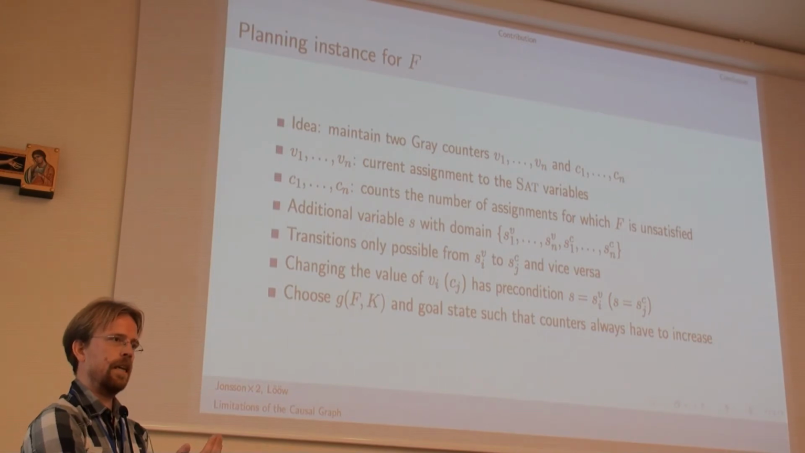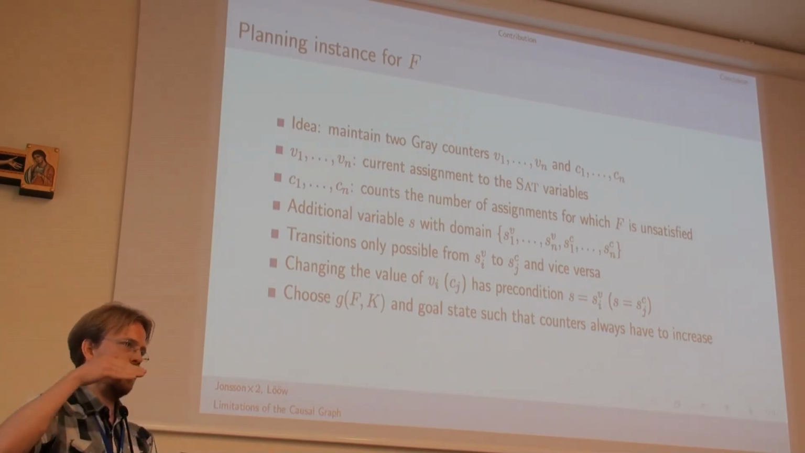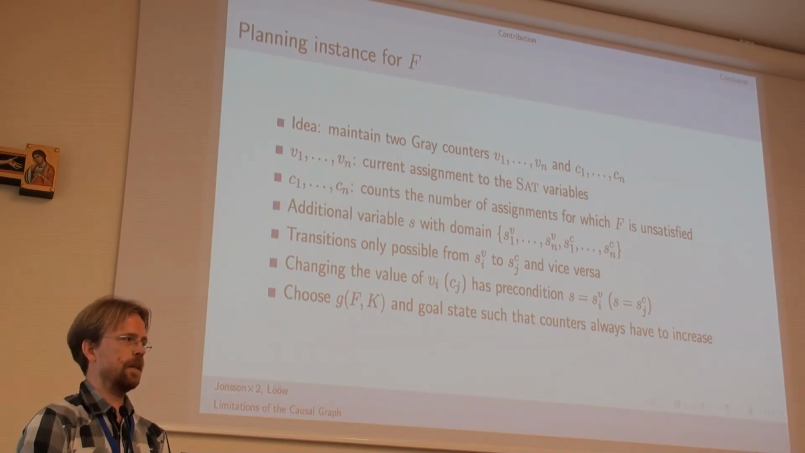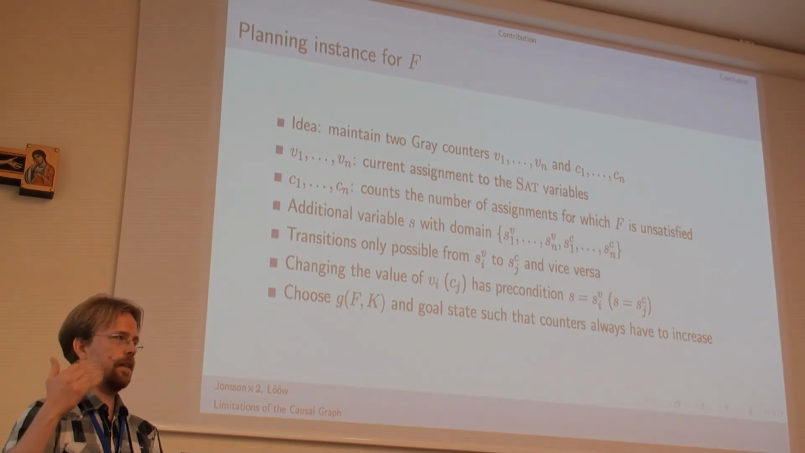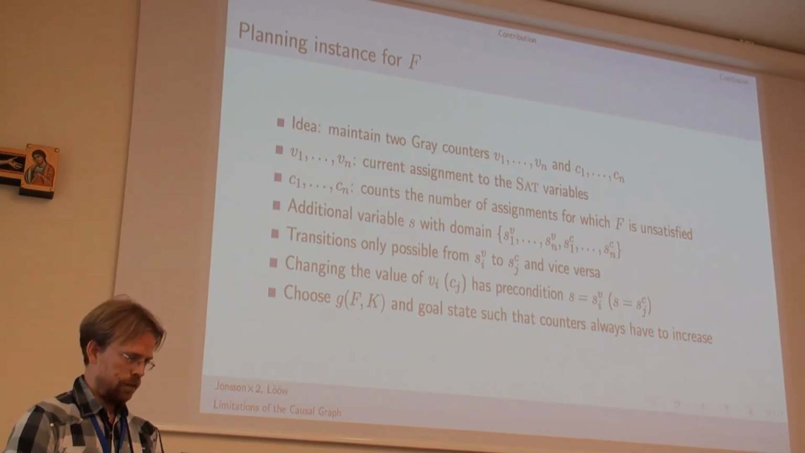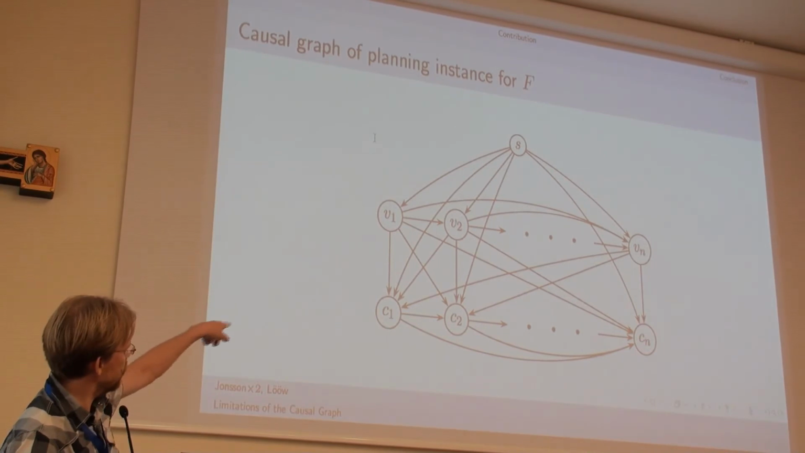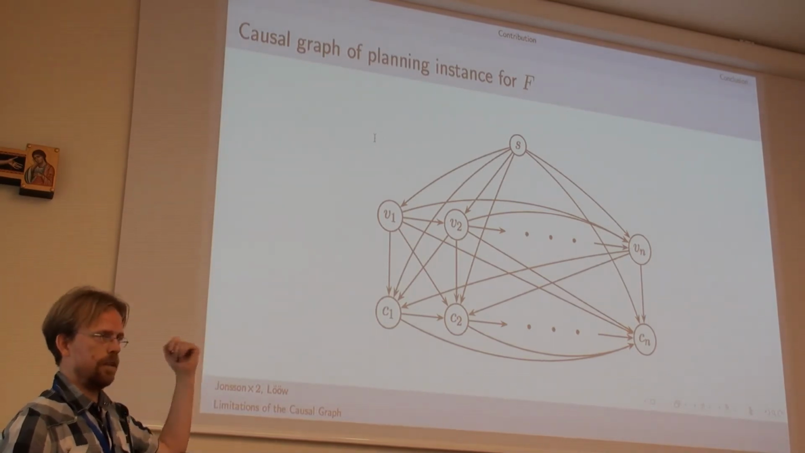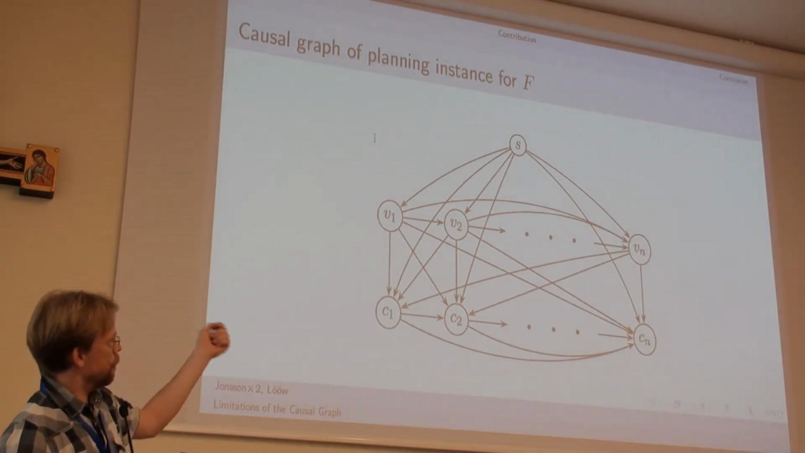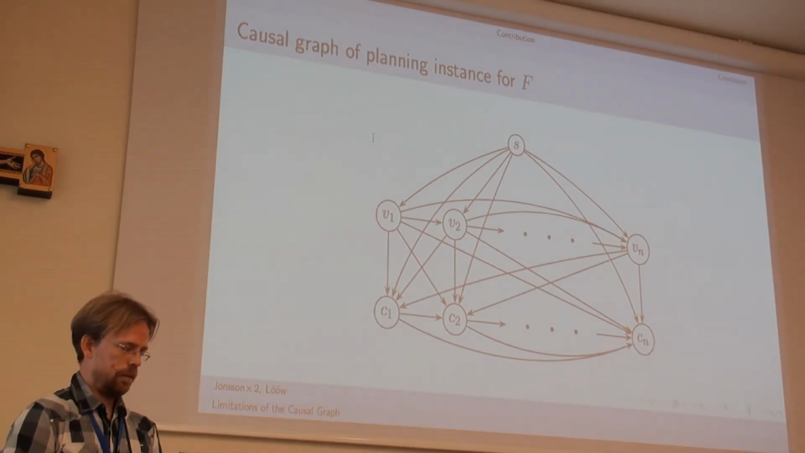As I mentioned before, Gray counters allow you to count down as well as up. But when you do bounded plan existence, you can avoid the problem of counting down by setting a tight bound that makes it impossible for the plan to be of the appropriate length if it counts down. This ensures that the plan cannot cheat and count an unsatisfying assignment twice. The causal graph for this problem is also a bit messy. It has the two counters, where the C counters depend on the value of the current variable assignment, and both counters depend on the current value of S. But again, you can check that the causal graph is in fact acyclic.